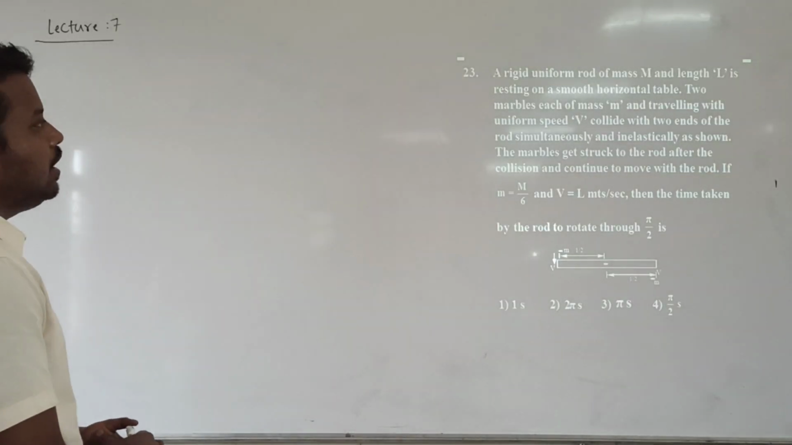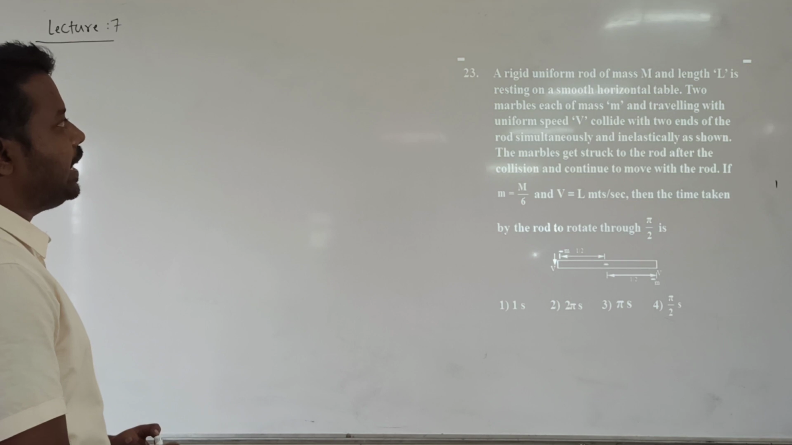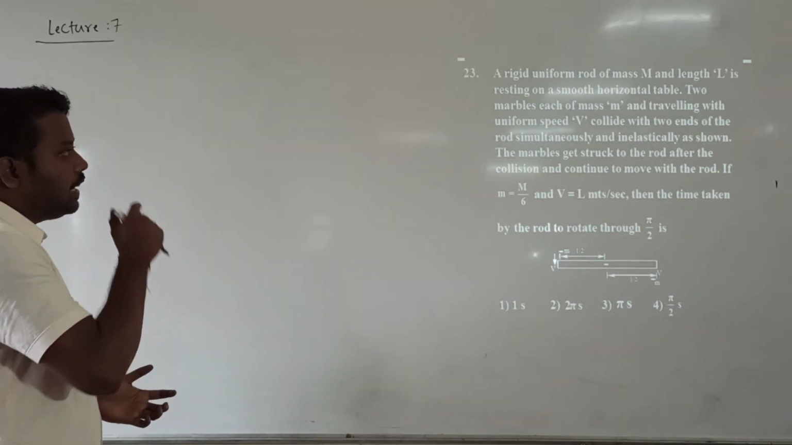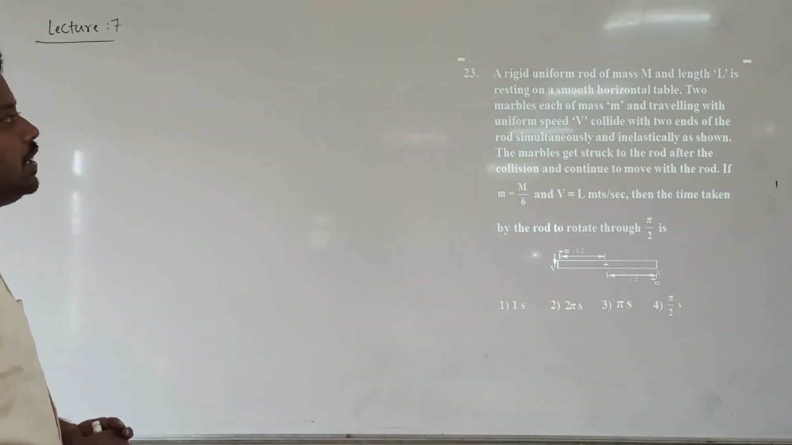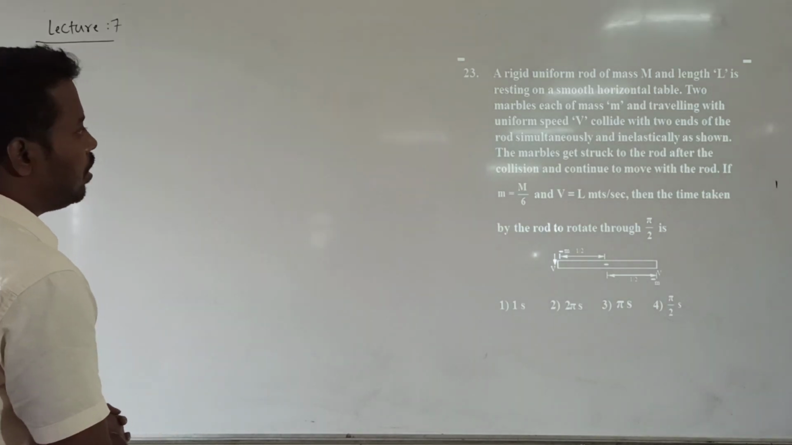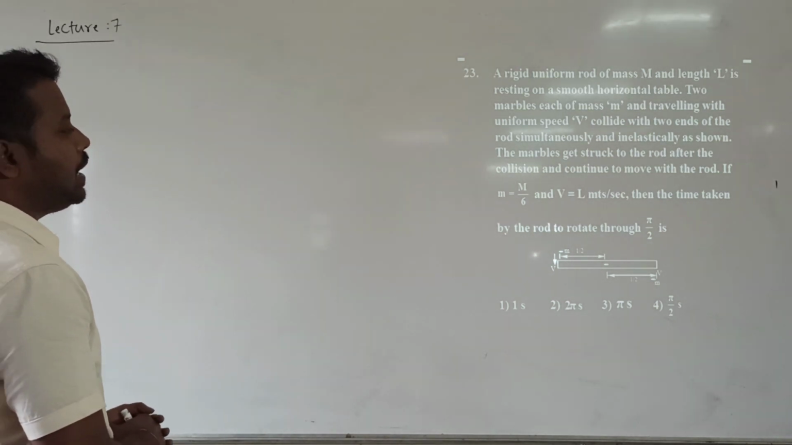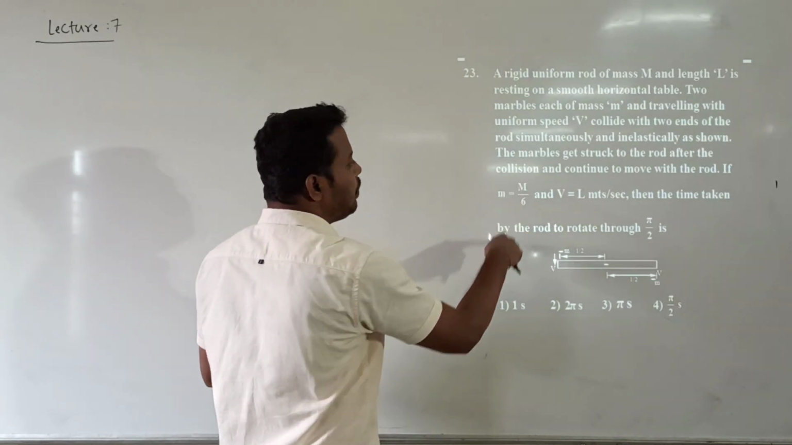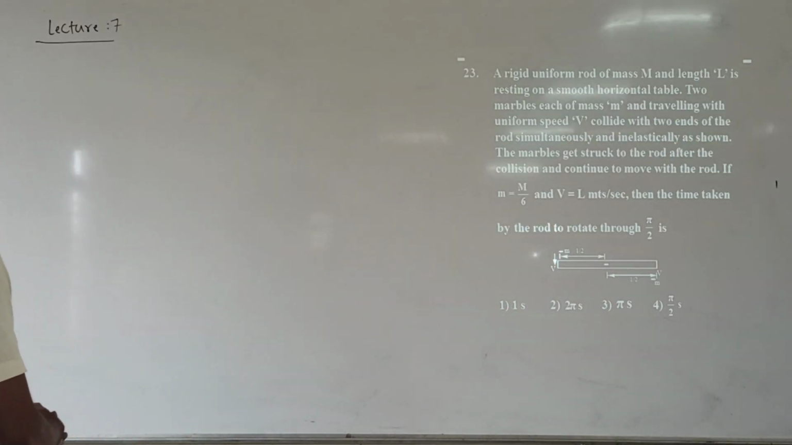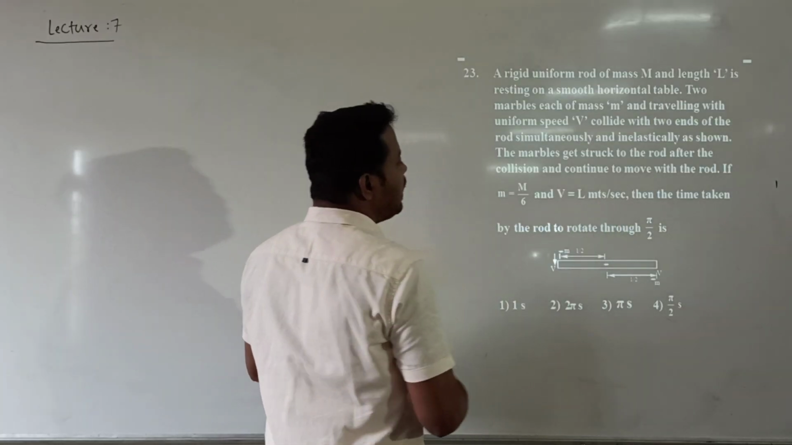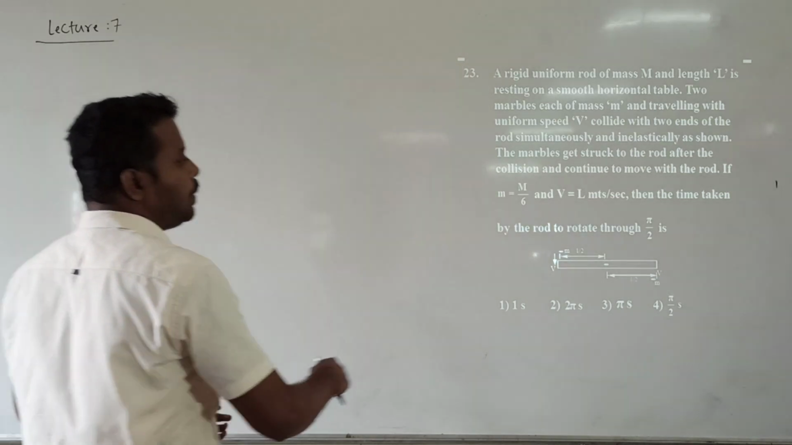Very important question. A rigid uniform rod of mass M, length L, resting on a smooth horizontal table. Two marbles, each of mass m, traveling with a uniform speed v, collide with the two ends of the rod simultaneously and inelastically as shown in the figure. The marbles get stuck to the rod after collision and continue to move with the rod. If the mass of each marble is m = M/6, capital M is the mass of the rod, and v = L meter per second, where v is the velocity with which marbles are hitting, then find the time taken by the rod to rotate through pi by 2.